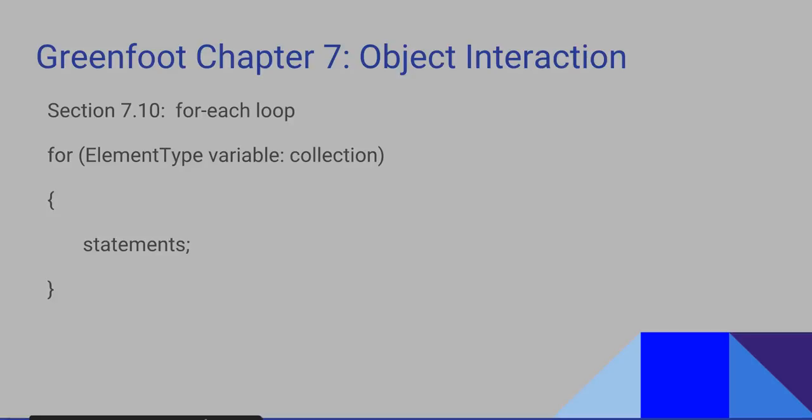This will be our last helper video for Chapter 7, and it's going to cover Section 10, which introduces you to a special loop called the for each loop. The format for the for each loop is as follows.